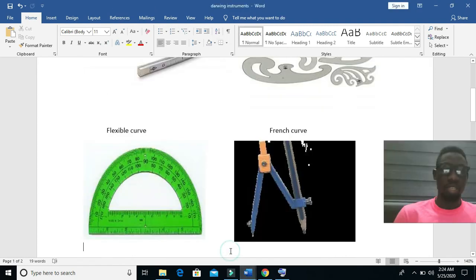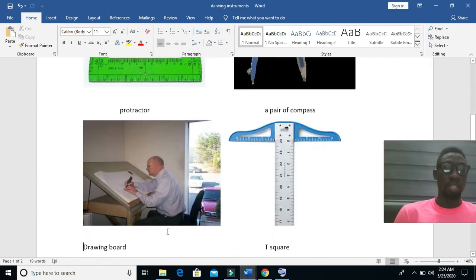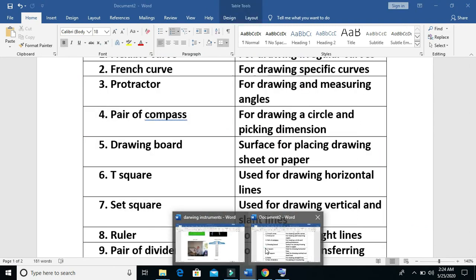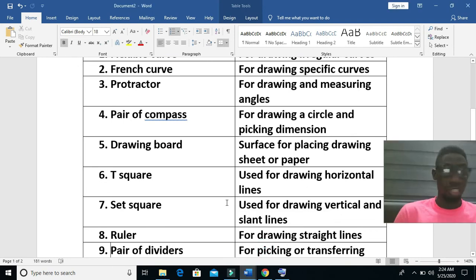You can see an artist. This man here is an artist, drawing, and he has placed his paper or his drawing sheet on a drawing board. So it is very convenient for him to draw. I mean, he can't really make mistakes. His hands will not shake, nothing will shake what he's doing. So that is a drawing board, and it is a surface on which you place what you're drawing, the sheet on which you're drawing. The next instrument for drawing is number 6, the T-square.